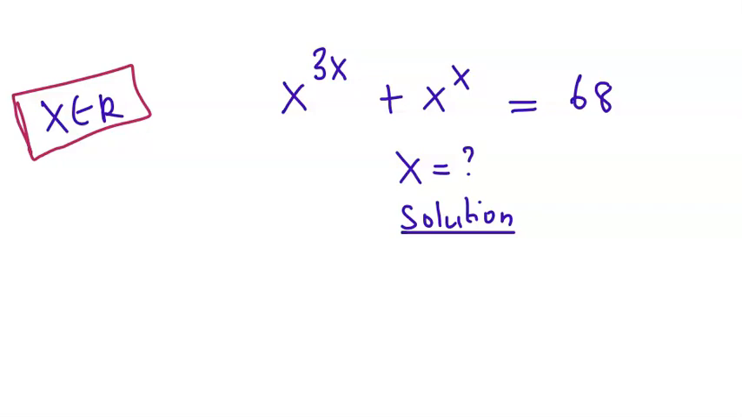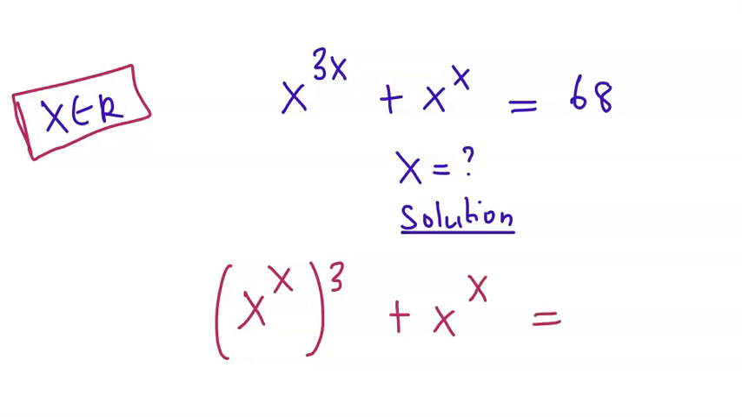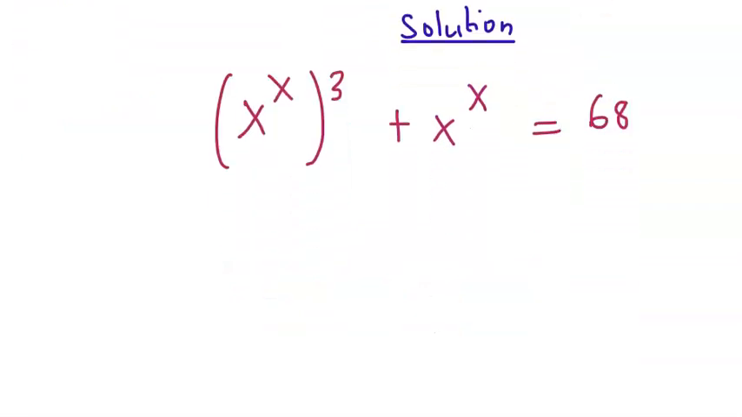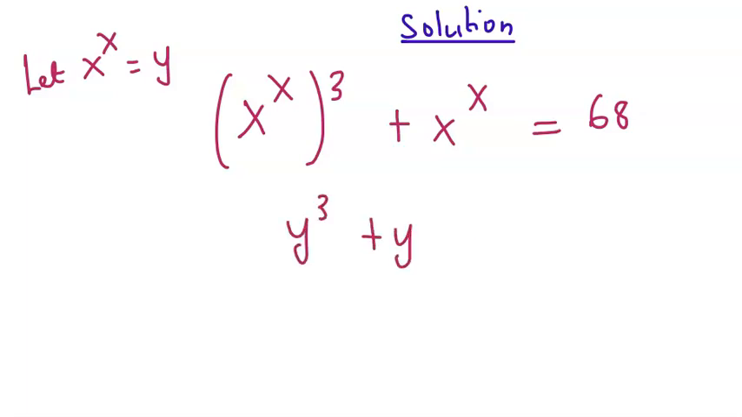Let's start with the left-hand side. We know that x raised to the power of 3x can be written as (x^x) cubed, right? Because x times 3 will give us 3x. Then we have plus x^x, and this is equal to 68. Now it is clear enough that we can make a substitution here, right? So we're going to let x^x equal y. From here we get y³ + y = 68.